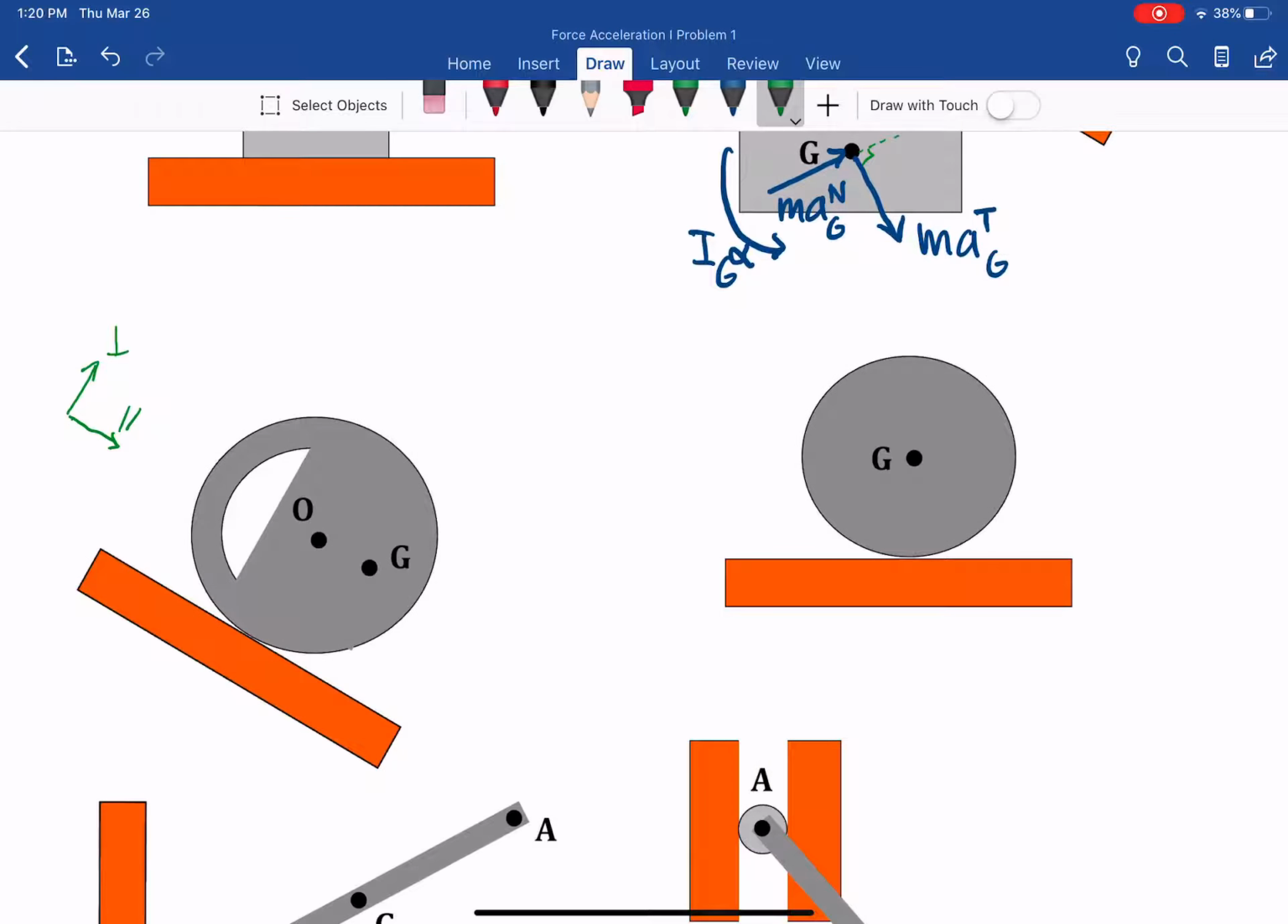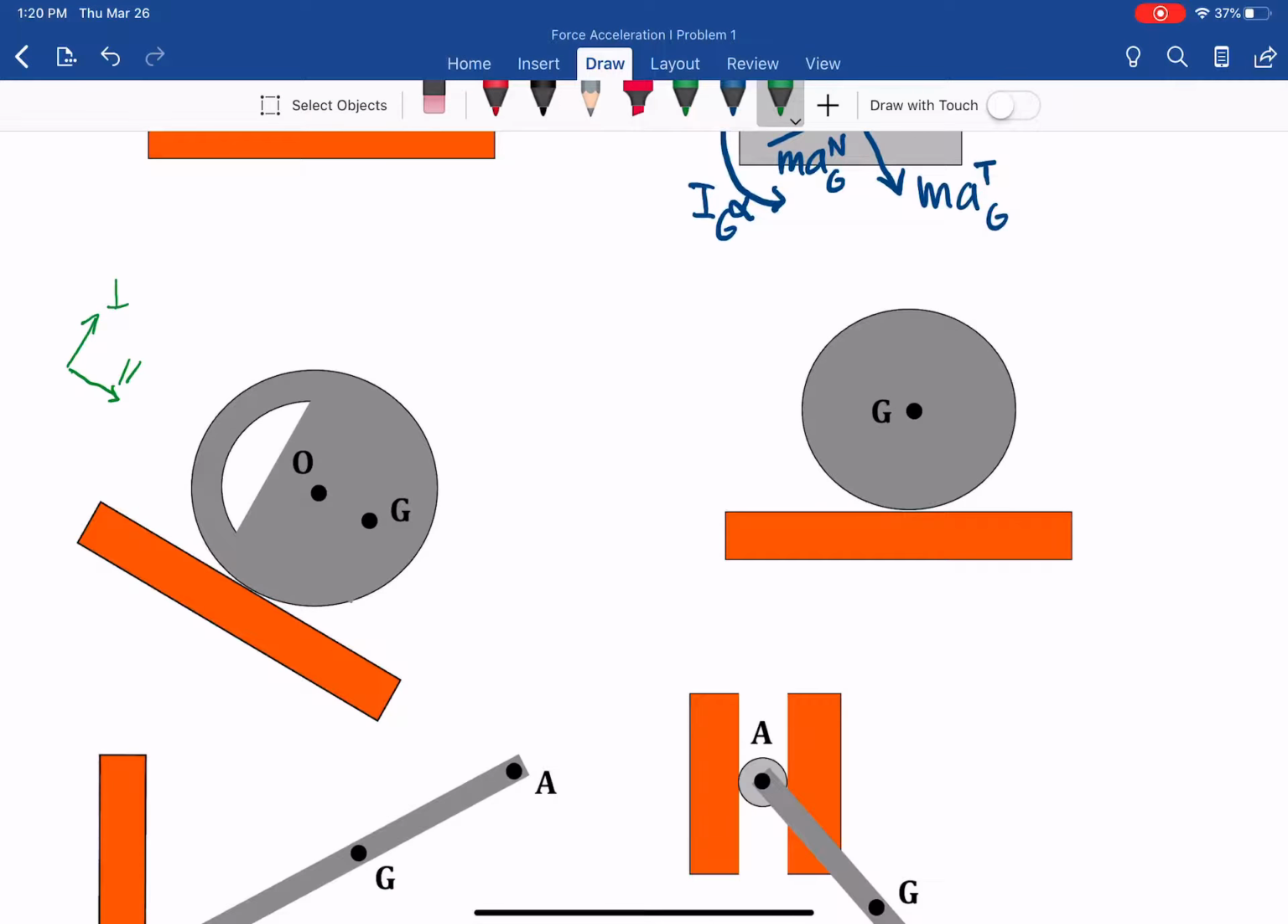It's not at the geometric center. You see it's unbalanced, so O is not the center of mass. G is the center of mass of the body, and we start to draw it there. And along the parallel axis, instead of m a_Gx, we have m a_G parallel.